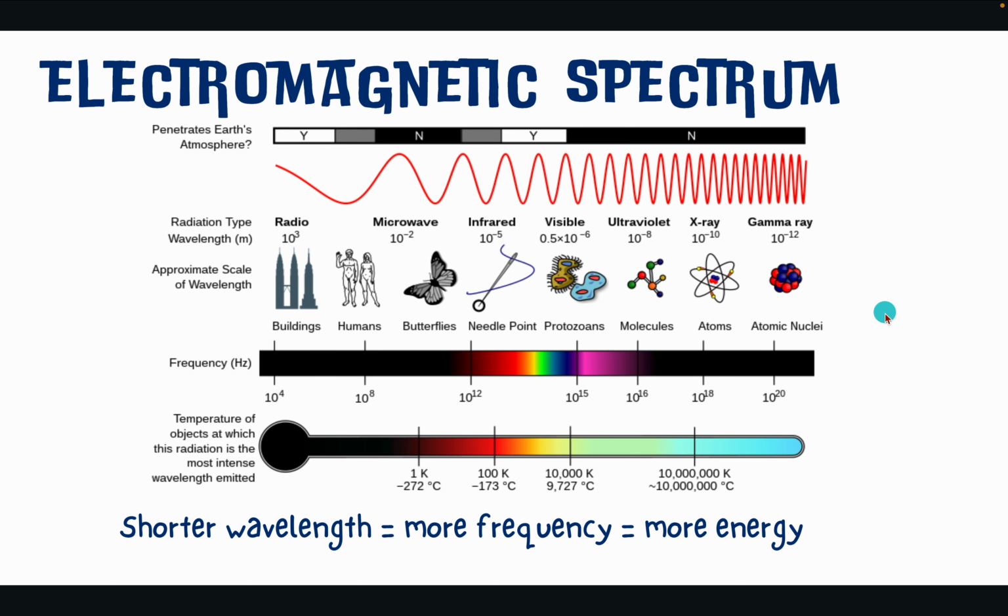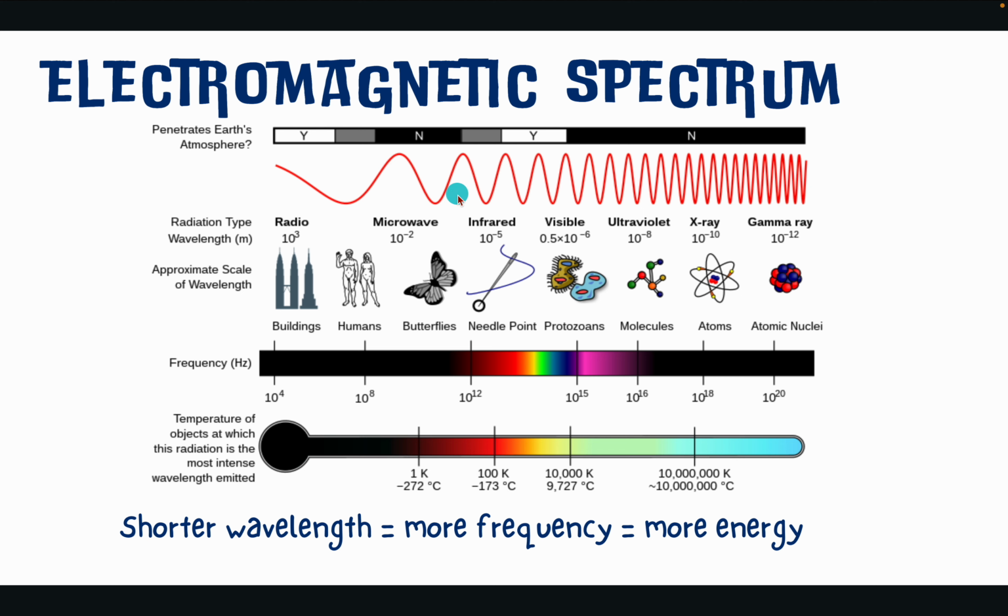So first let's start off with the electromagnetic spectrum. The electromagnetic spectrum has these things called electromagnetic waves. And when you go across the spectrum, you see the waves are getting smaller and smaller and smaller. This means they're having more energy. Energy increases as you go across the electromagnetic spectrum.